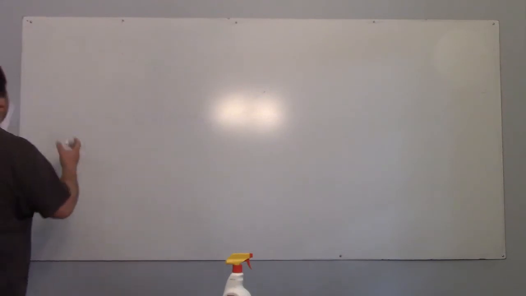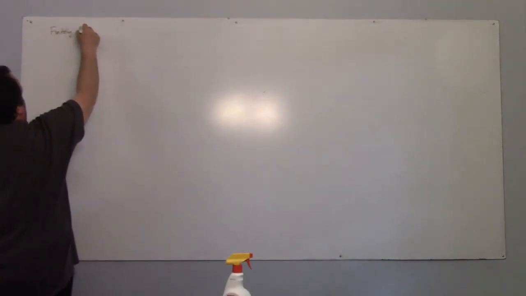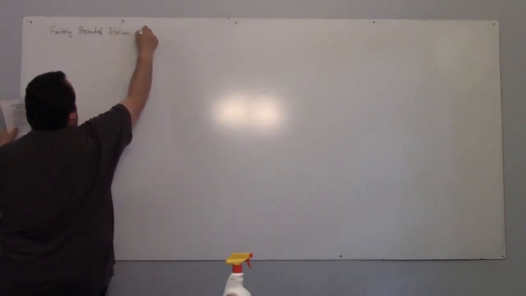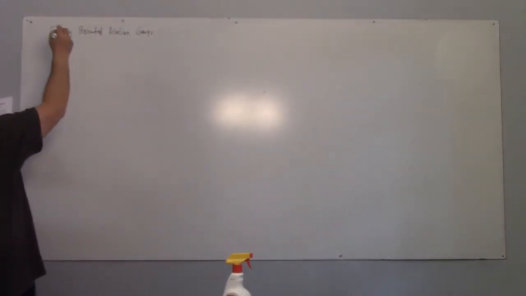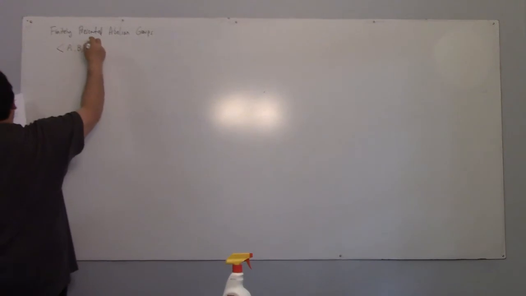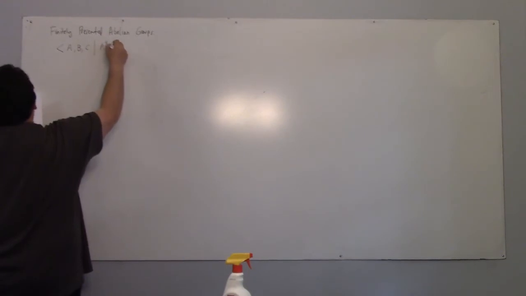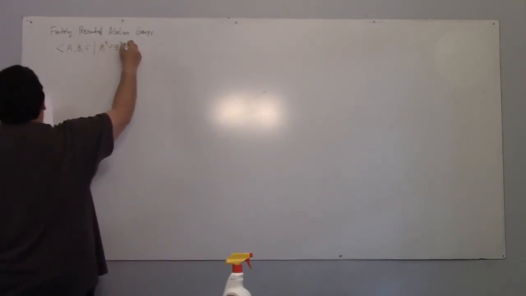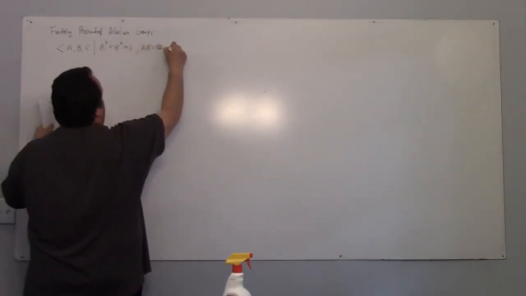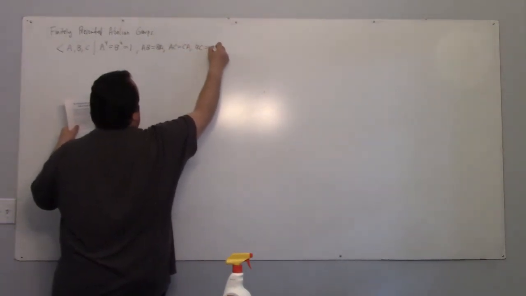Let's just talk about finitely presented abelian groups for a bit. He starts out by saying you might talk about a group like this. A, B, C are the generators, and what are the conditions they're subject to? A to the fourth equals B squared equals 1. AB equals BA. AC equals CA. And BC equals CB.